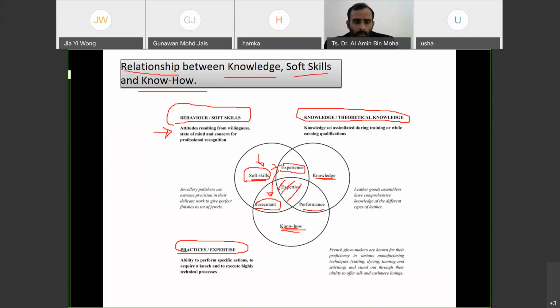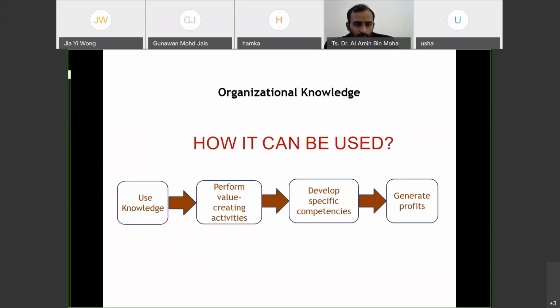So now we are going to continue with how this organizational knowledge can be used. It's 35 minutes now. Do you want to take a break for 5 minutes? Or we continue? Take a break, right? Sorry? Yes, Doctor. It takes me 5 minutes. Okay, we take 5.